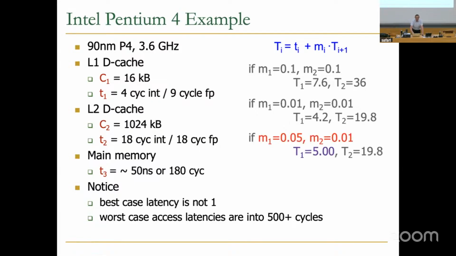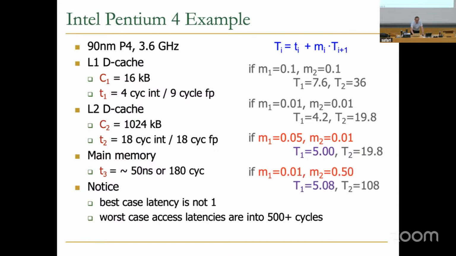Now, there's another way of getting closer to, let's say, 4. And this is if the miss rate of the first level is 5%, so the hit rate is 95%. And if the miss rate of the second level is 1%, this is what you get. Perceived access latency is 5 cycles on level 1.